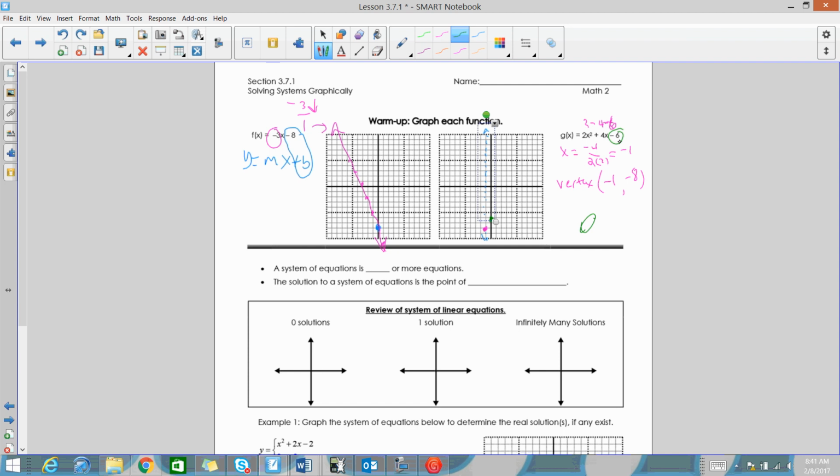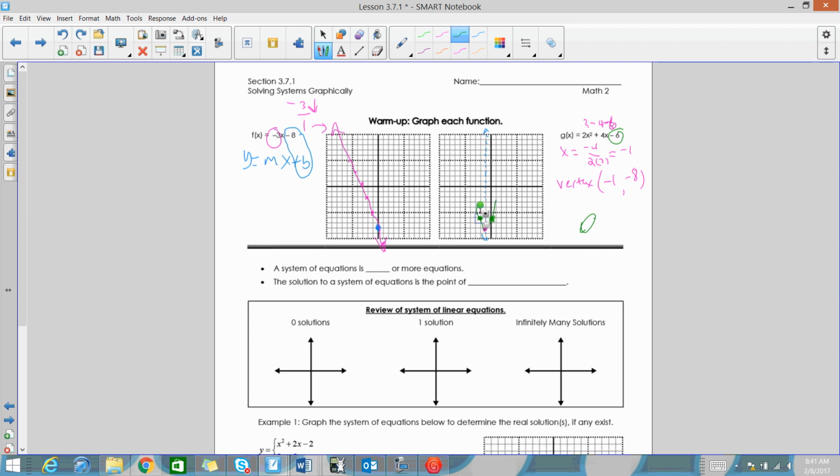Because it's negative 6, and here's our y-intercept, and our axis of symmetry is at negative 1, I can count over one more, and there is my symmetrical point for my y-intercept. So I kind of have an idea of what my graph's going to look like. It's going to do something like this.